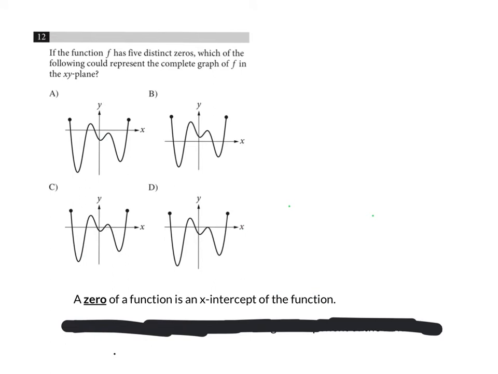Problem number 12. If the function f has 5 distinct zeros, which of the following could represent the complete graph of f in the xy plane? And here's the definition that you're going to need to answer this question. A zero of a function is just an x-intercept of the function. It's basically a point where the graph crosses the x-axis.